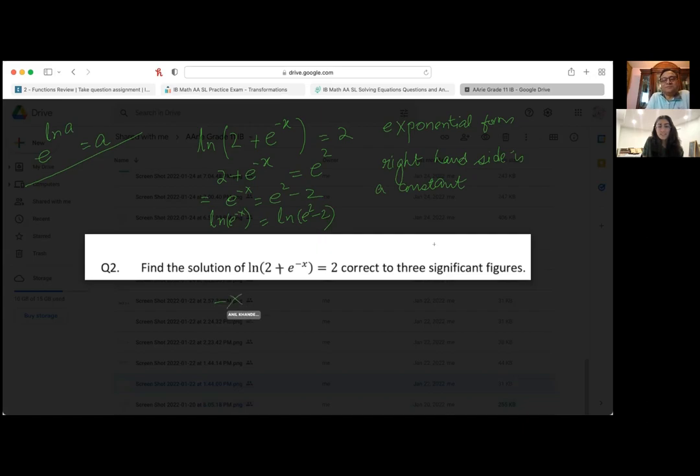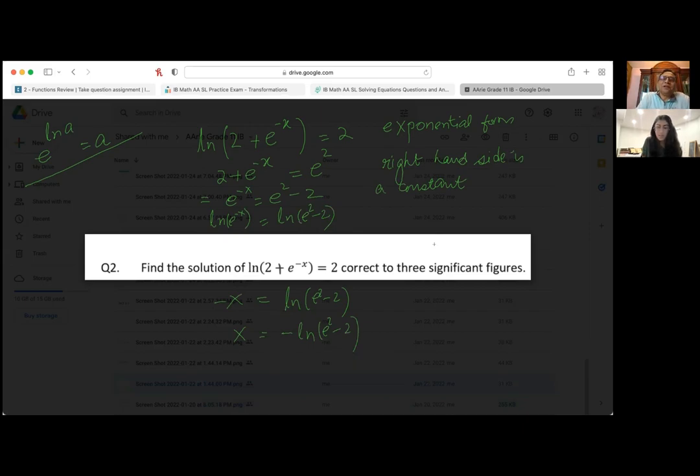Minus x equals e squared minus 2, right? Minus x equals ln of e squared minus 2. So what is x equal to? x equals minus ln of e squared minus 2. So you got a value of x. You get the idea.